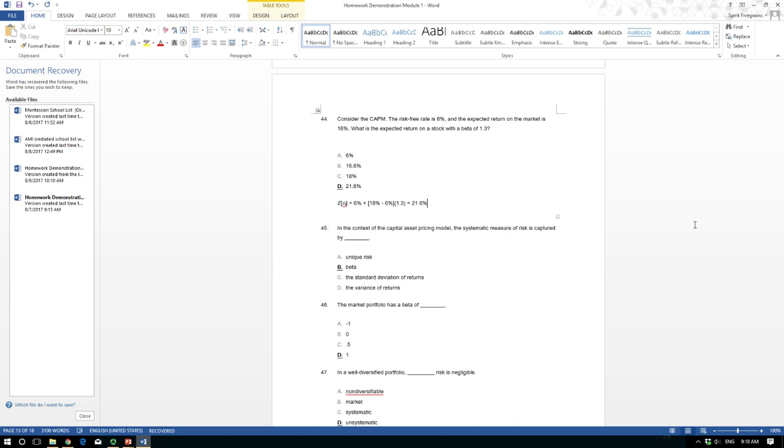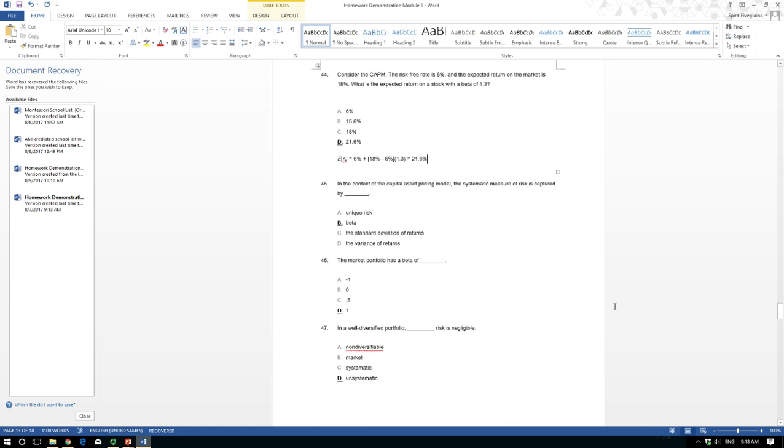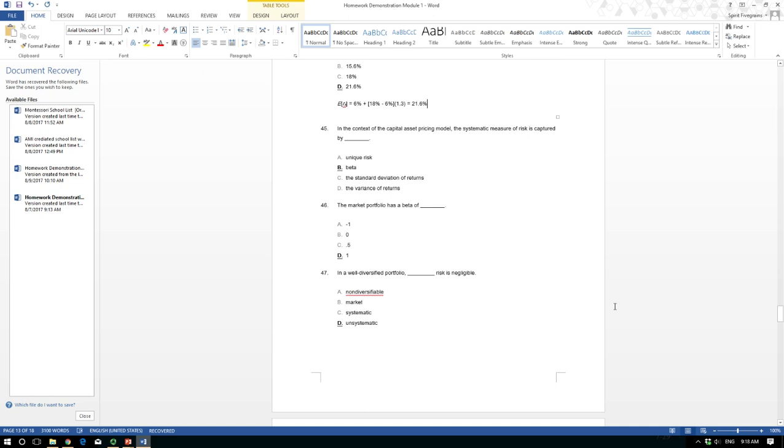So here, the expected rate of return for this stock equals 6% risk-free rate plus beta 1.3 times market premium. Market premium here is the difference between 18% and 6%, or 12%. So that will give you an answer of 21%. D is the best answer.